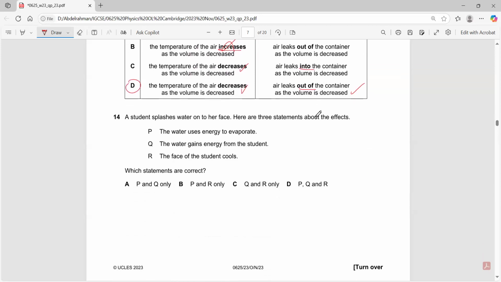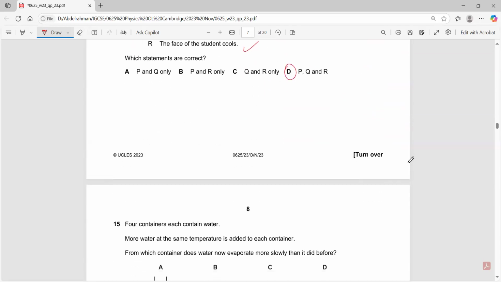A student splashes water onto her face. Here are three statements about the effects. The water uses energy to evaporate. The water gains energy from the student. The face of the student cools. Let's see. The water uses energy to evaporate. Yes, it does. The water gains energy from the student. Again, it does. The face of the student cools. Yes, due to the cooling effect of evaporation.